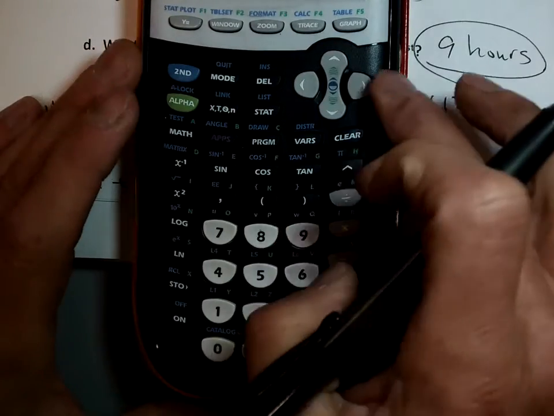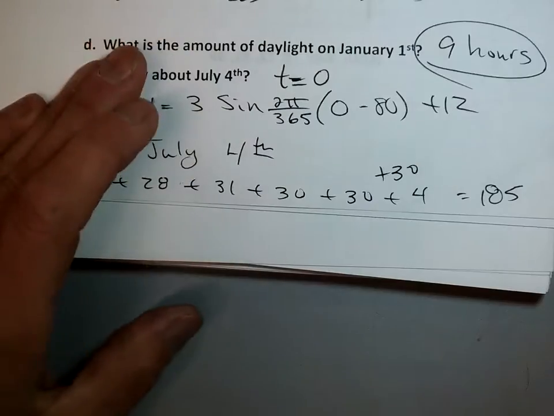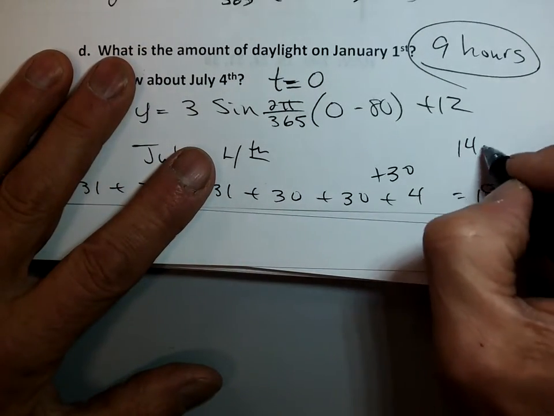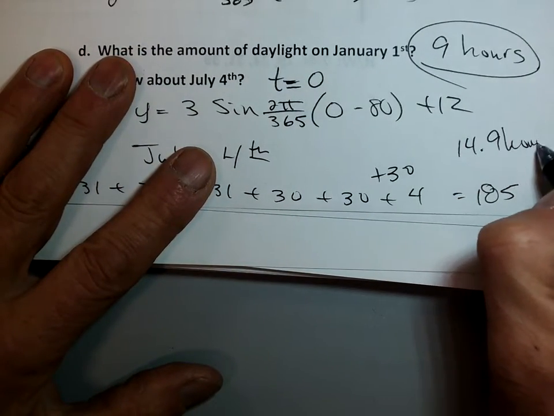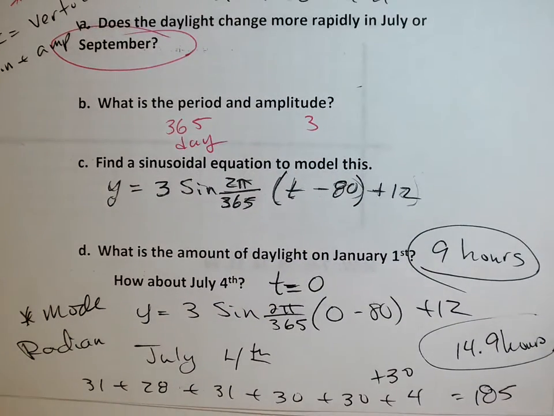So trace 185, about 14.9 hours. Now, another way to do this is you just could have plugged in instead of graphing. I like the graph. I think it's easier because you can use the trace button. The other way is you could have plugged in 0 for t and just use your calculator, or you could plug in 185.